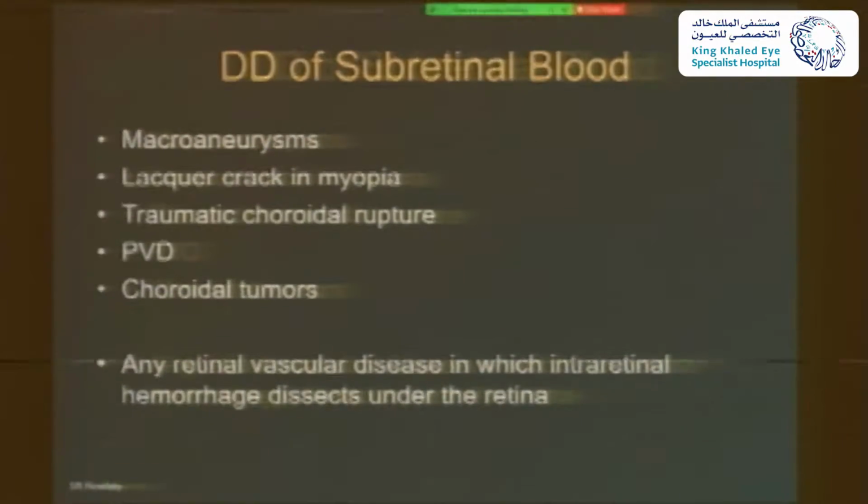Subretinal blood can happen even with PVD. Now, a PVD can give you pre-retinal blood or vitreous hemorrhage, as we said. But if the blood is thick, some of that blood from traction can go also under the retina. So it has to be remembered. And of course, choroidal tumors. Now, any retinal vascular disease in which the intraretinal hemorrhage dissects under the retina can, of course, give you subretinal blood. So diabetic retinopathy, if you have PDR, you can have subretinal blood. Usually it's pre-retinal, but if it dissects under, of course, you can get subretinal blood. But just remember CNV until proven otherwise.